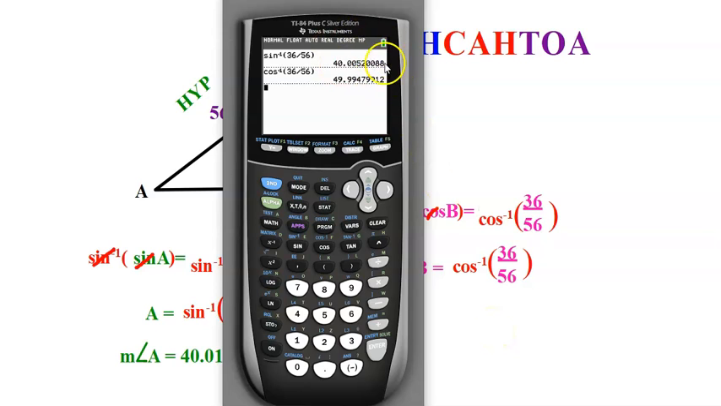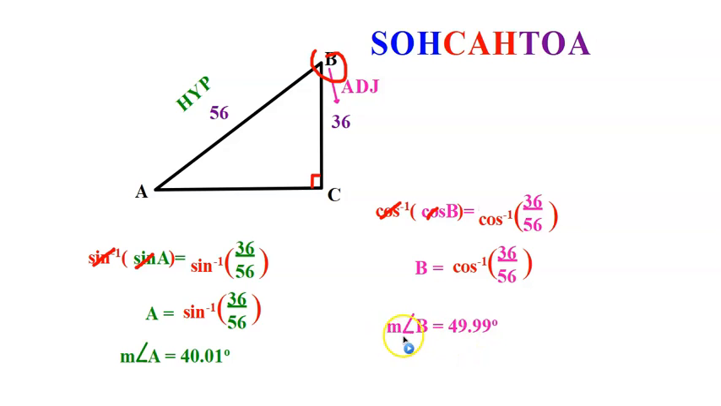All right. So we're going to round that off. Again, remember, these are almost always going to be irrational decimals. They go on forever. So you're going to have to round. So whatever your problem tells you to round to, I always round to 2 decimal places unless the problem says otherwise. So 49.99. There you go. So the measure of angle B is 49.99.